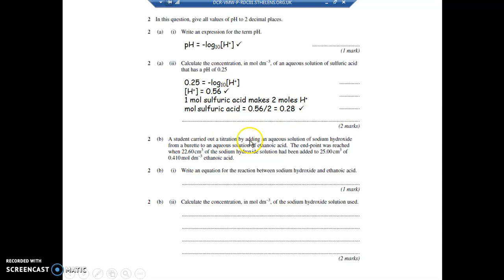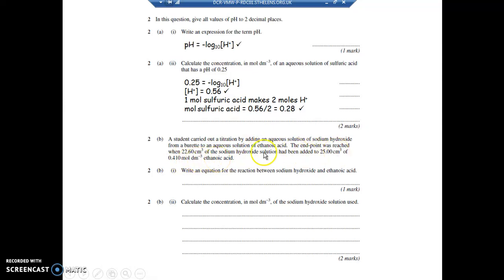A student carried out a titration by adding an aqueous solution of sodium hydroxide, so that's your base, from a burette to an aqueous solution of ethanoic acid, so that's a weak acid. It's not completely dissociated into H+ ions. The end point, sometimes called the equivalence point, was reached when 22.6 cm cubed of the sodium hydroxide had been added to 25 cm cubed of 0.4 mole per decimeter cubed ethanoic acid.